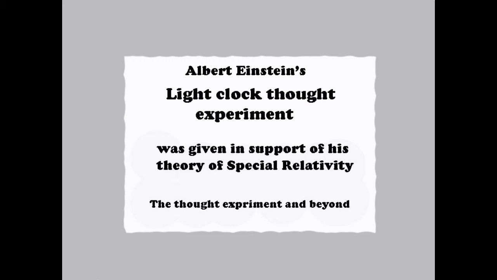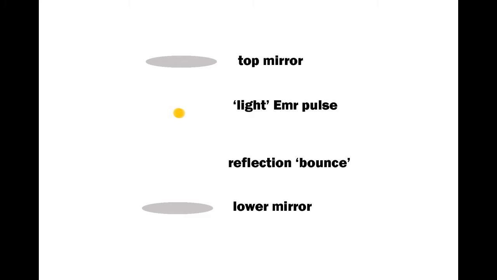Examining the light clock argument. The light clock is one of Albert Einstein's thought experiments. It consists of a pulse of light that is bounced between two mirrors. One return journey, up to the top mirror and back, is one tick of the clock.